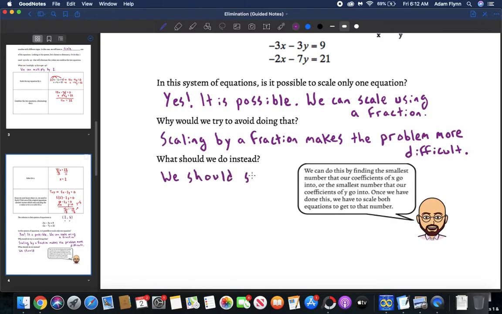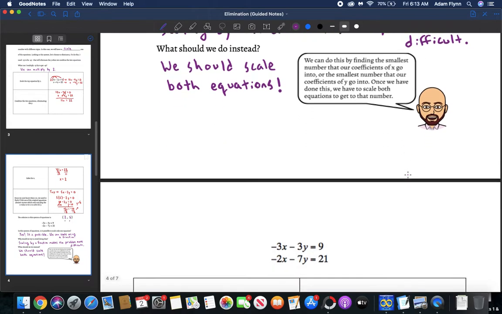We should scale both equations. We can do this by finding the smallest number that our coefficients of x go into, or the smallest number that our coefficients of y go into. Once we have done this, we have to scale both equations to get to that number. If that doesn't make much sense, we'll take a look at that right now.